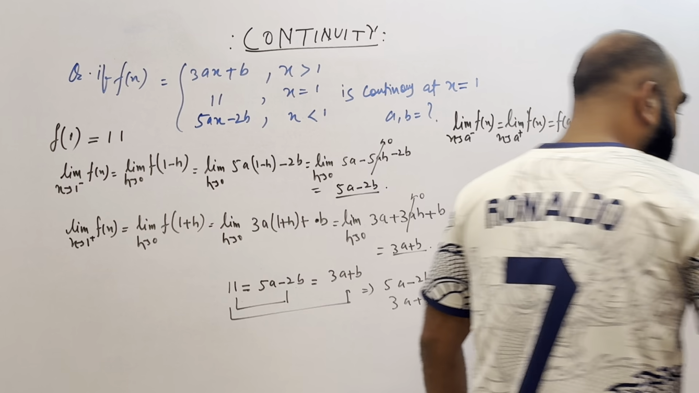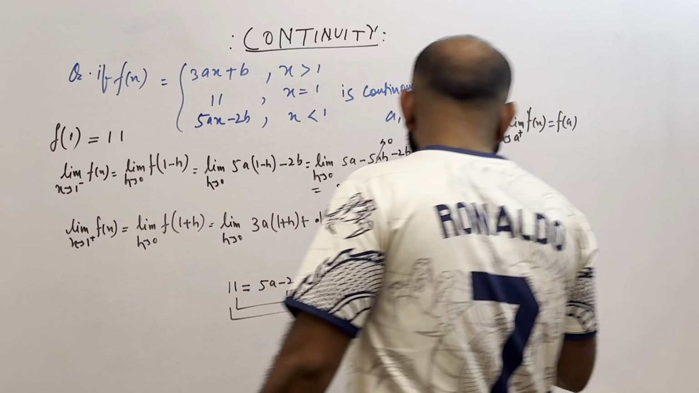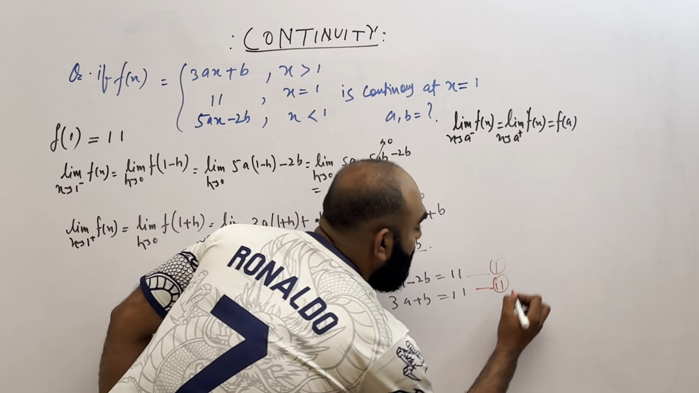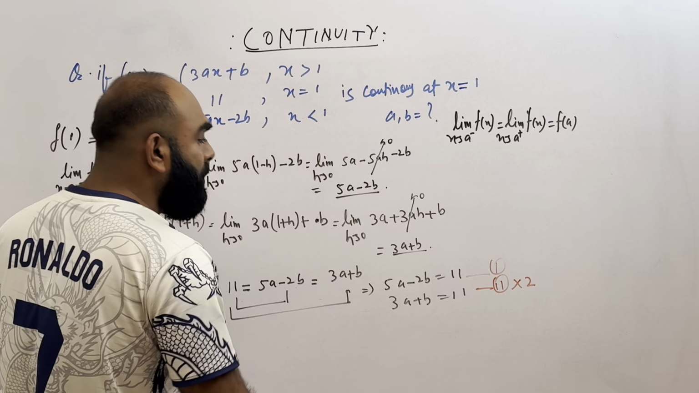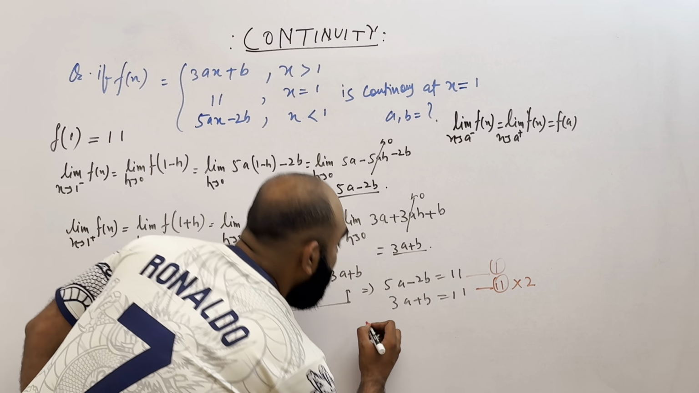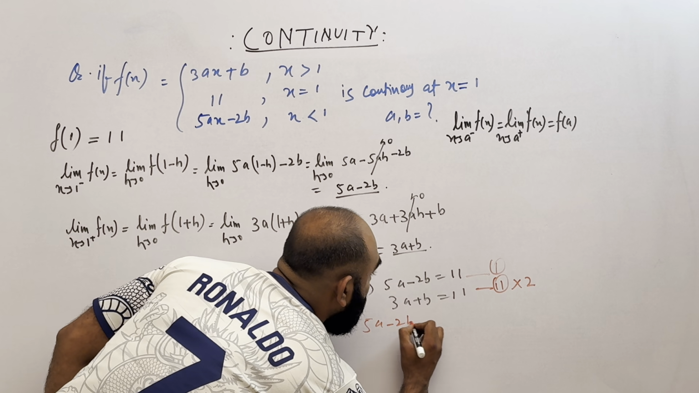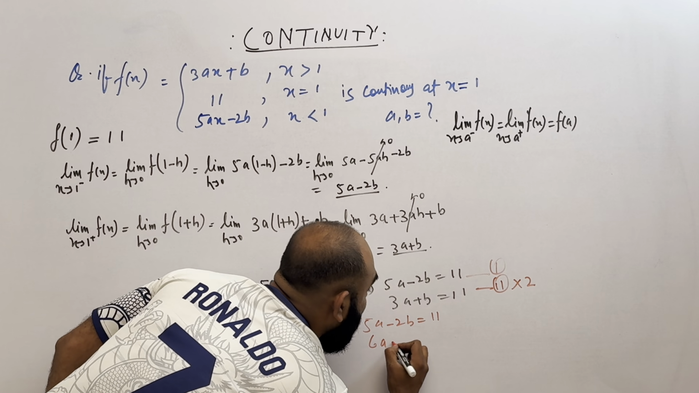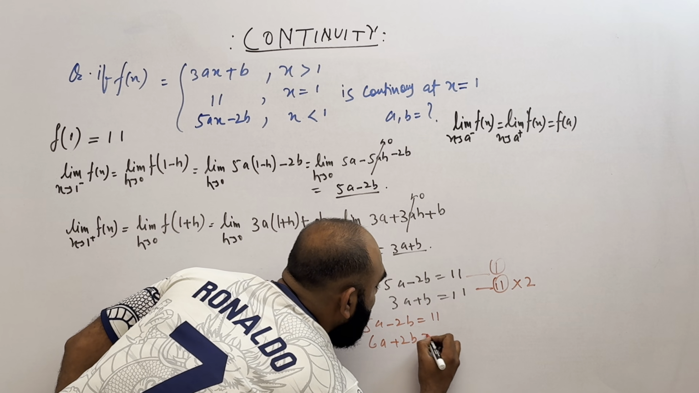Elimination method, you remember, making one term same. This is my equation 1 and this is equation 2, so I will multiply equation 2 with 2. So what will be the result? Result is 5a minus 2b is equal to 11. Downward becoming 2, so it becomes 6a plus 2b is equal to 22.